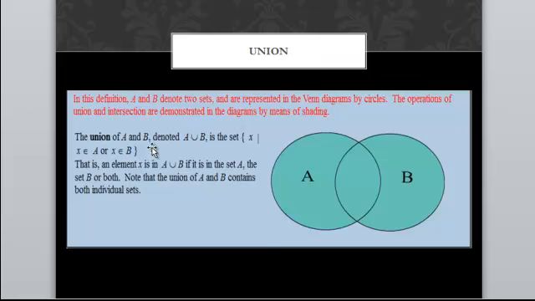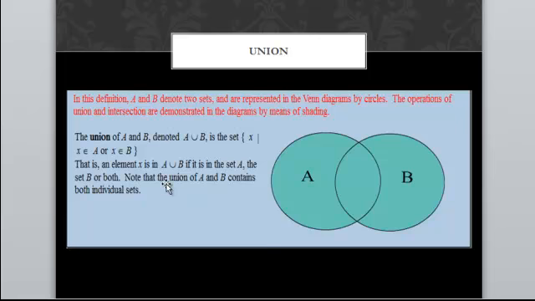The union of A and B, denoted A union B, that little symbol stands for union, is the set of all x such that x is an element of A or x is an element of B. That is, an element x is in A union B if it is in the set A, the set B, or both. Note that the union of A and B contains both individual sets.